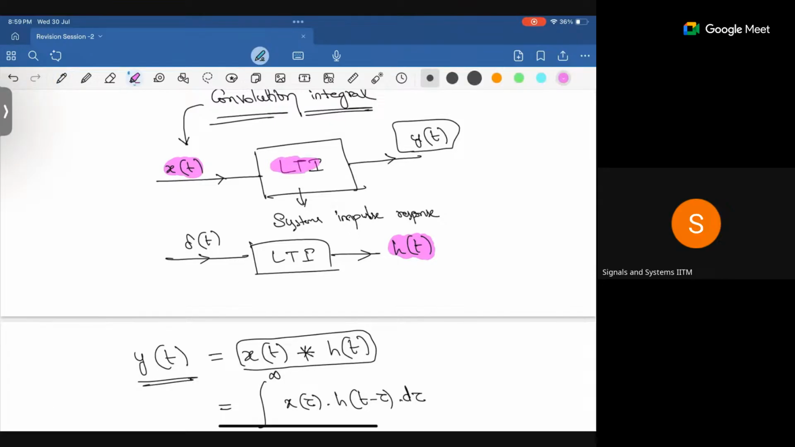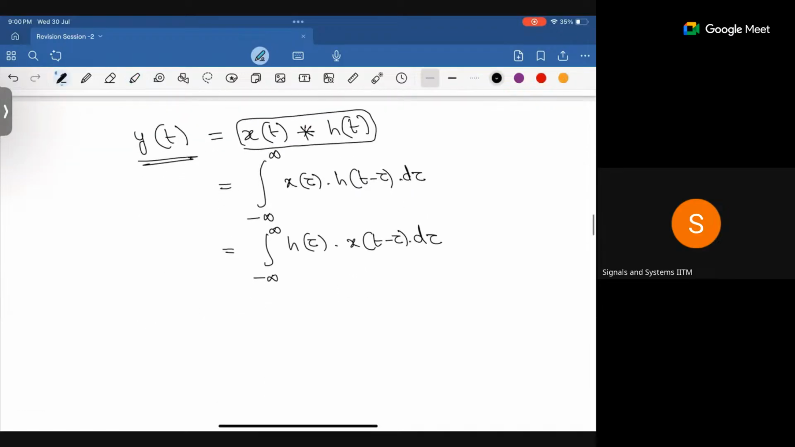So in week 6, we have extensively worked on this, and that is what is important in week 6. Given the impulse response and given the input, you should know how to compute the output. In other words, you should know how to do the convolution.